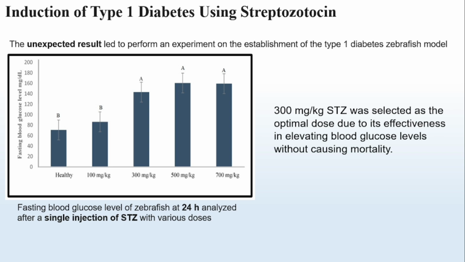And the result is that no mortality occurred, and 100 milligram per kilogram STZ showed no significant difference from the healthy fish. But the higher doses were significantly different from the control, with no difference among the higher dose groups like 300, 500, and 700. Because of that, we chose 300 milligram per kilogram as the lowest effective dose for further optimization.